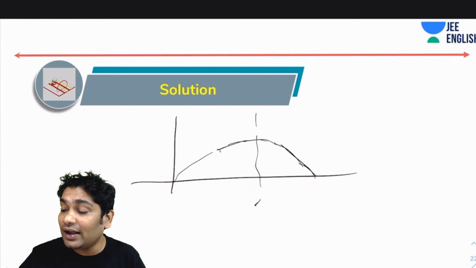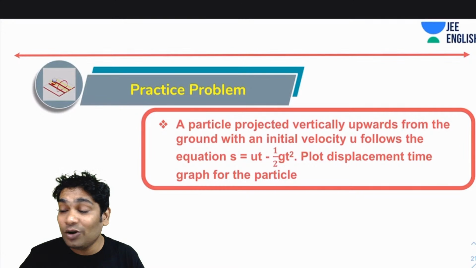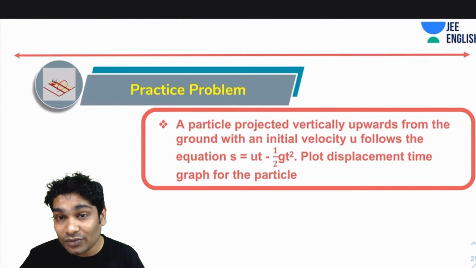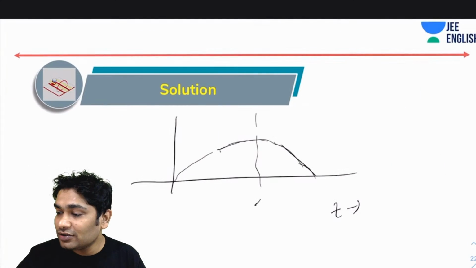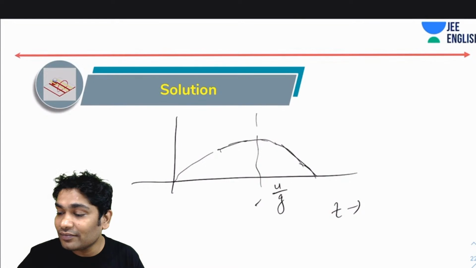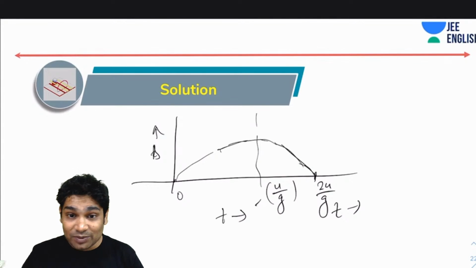And the vertex here would lie at t equals minus b over 2a. Remember, so what is minus b? That is u, and 2a is g. So this vertex would be u over g. Yeah, minus b over 2a. Right, so this would be u over g. Alright, this would be 2u over g. You can find this out by keeping the value of s as 0. So this is 0. So this is your displacement and this is your time. So that is what the graph of this motion will look like.